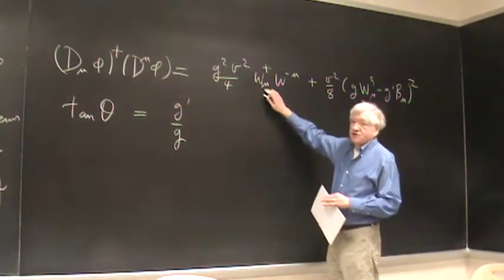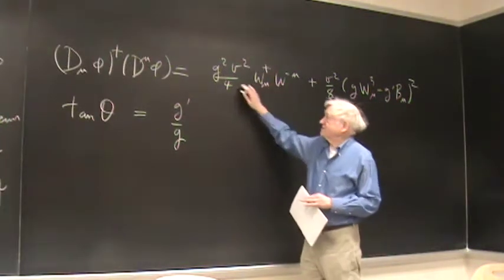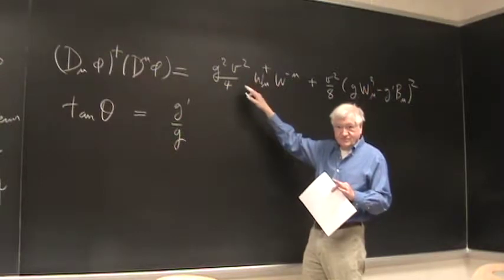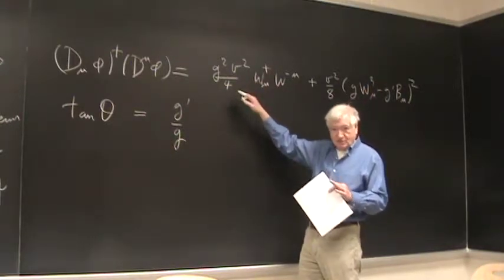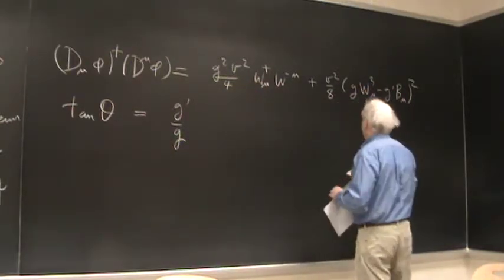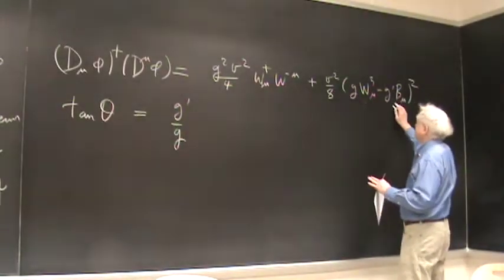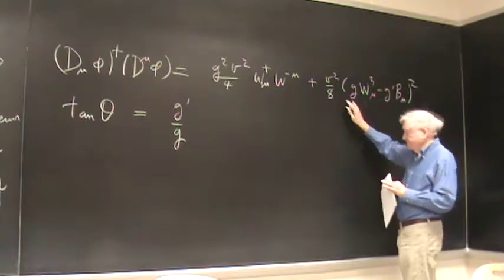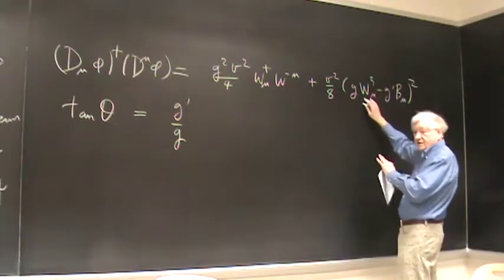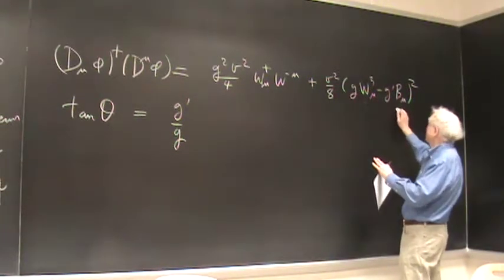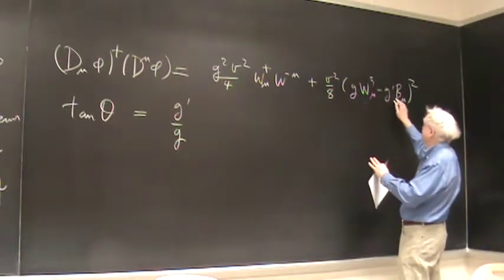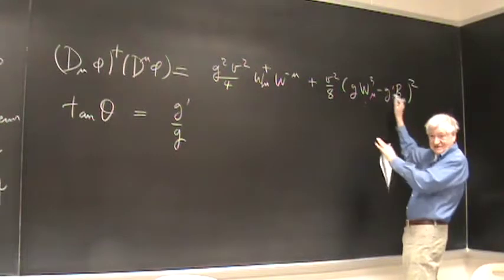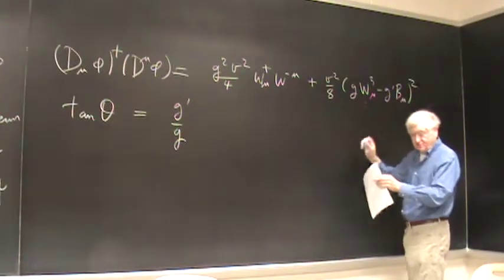Obviously, the charged W's get a mass, and the mass is essentially g squared v squared over 2. W plus and W minus, the charged W's. And then there's some linear combination of W3 and B that gets a mass. But there's an orthogonal combination, which would be g prime W3 plus g B mu. It would be massless. Its mass is zero. That's the photon.